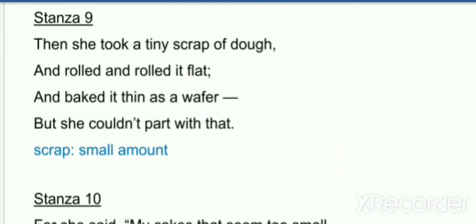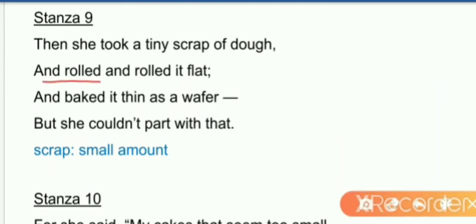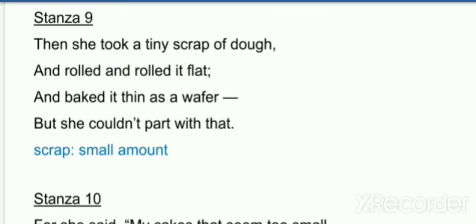Next poetic device used by the poet is repetition, and that is rolled and rolled. The word has been repeated in order to lay emphasis on that word, on the action of the rolling. Okay. Now let's move on to next stanza number 10.